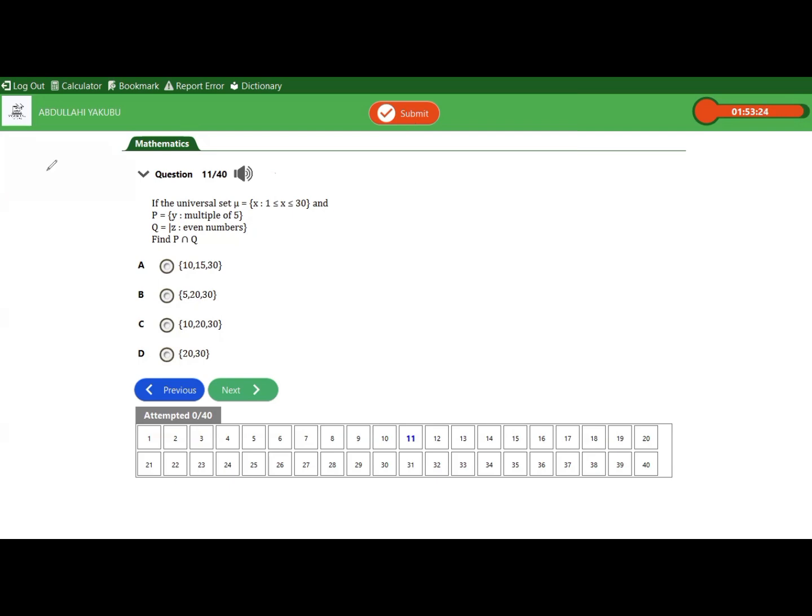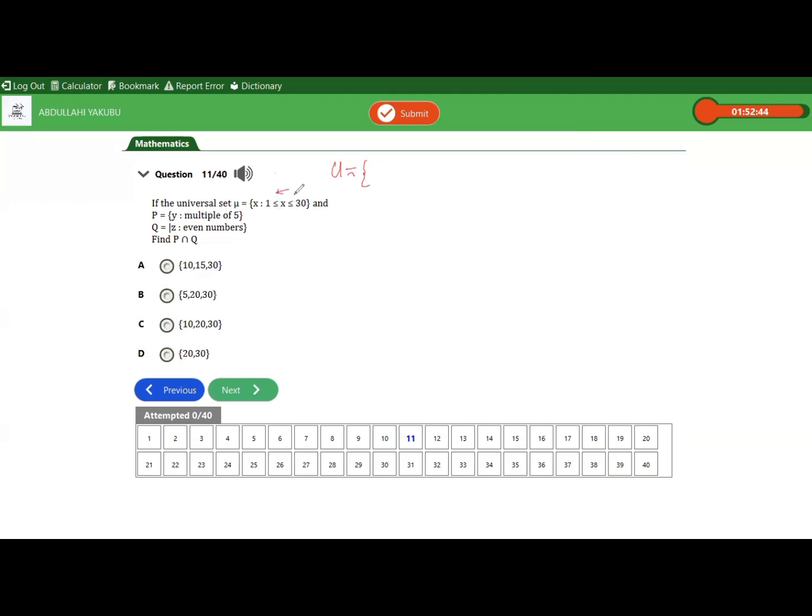So in order to tackle this type of question, universal set U is said to be equal to a set of x such that 1 is less than or equal to x, less than or equal to 30. So if you look at it from this angle, in this direction, this is x greater than or equal to 1, meaning that we start from 1 and above.